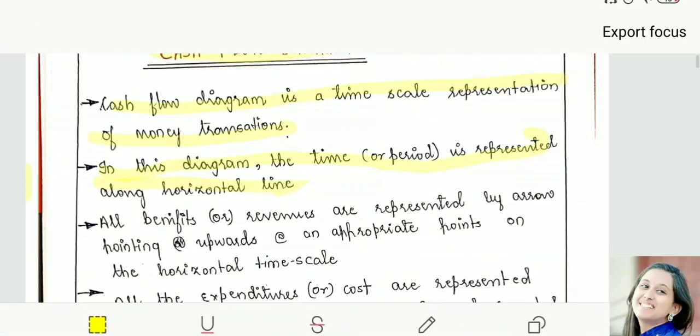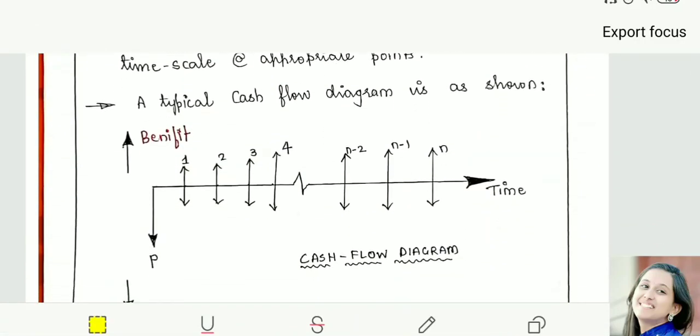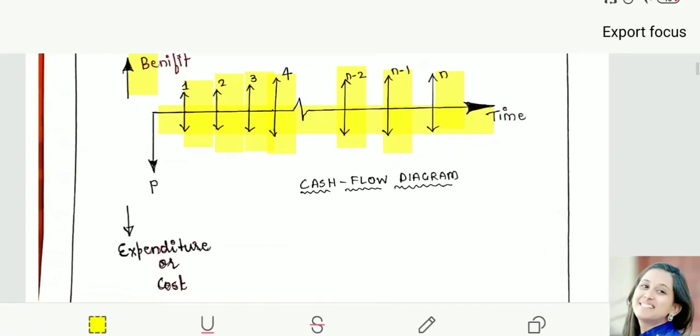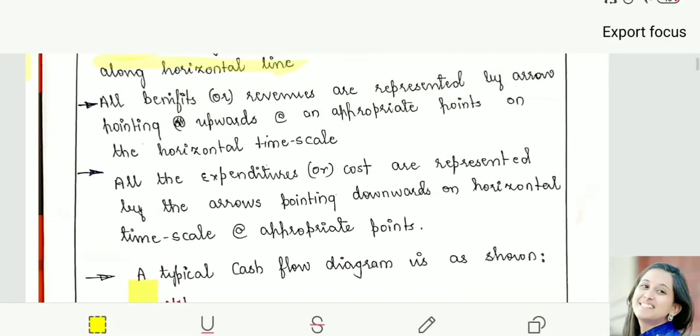Thus in this diagram the time or the period is represented along the horizontal axis. Okay, you can see that here. This is the horizontal axis where the time is represented with a specific time period. And this is called as what? The benefit. Benefit means what? It is a cash inflow, or else you can see the expenditure here. This is called cash outflow. Okay, so this is a typical cash flow diagram. We'll see this in detail.